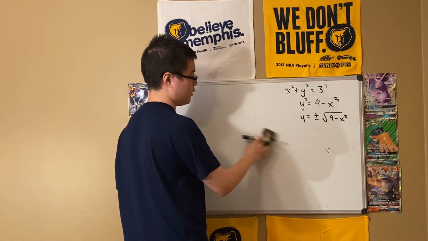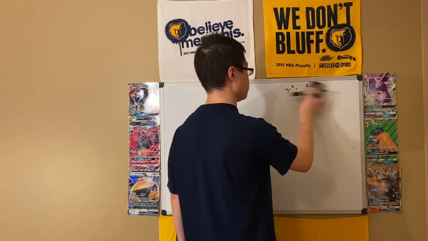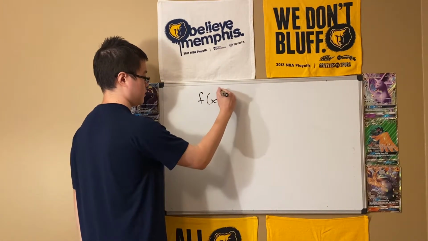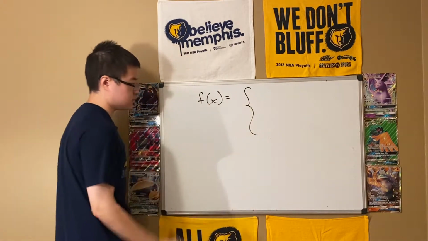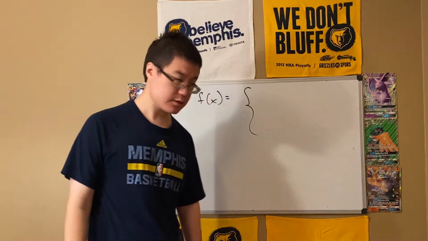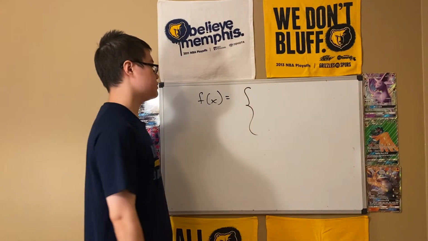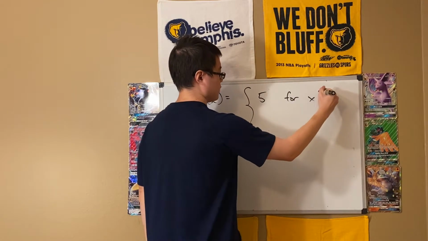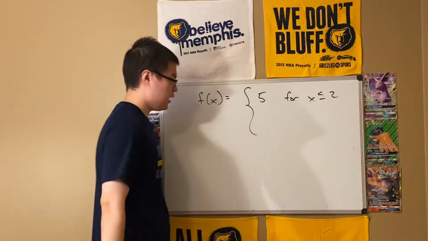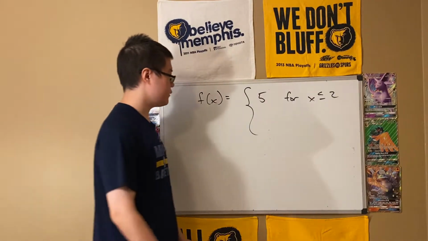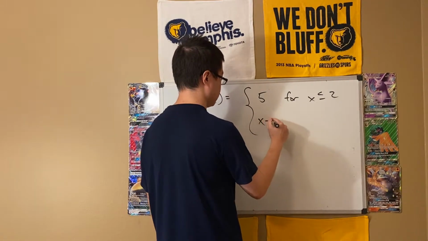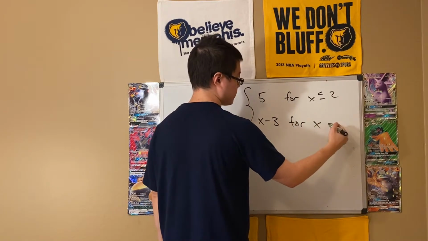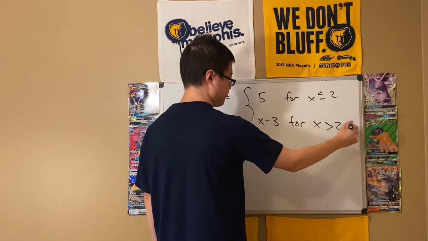Because we are bold, we are strong, we are brave, we can do this too. So my next function is going to be f of x equals, and with piecewise functions you get to draw fun little swirls, squiggly lines. So my function is going to be 5 for x smaller than 2. And then my next function on the other side is going to be x minus 3, for x bigger than 2. I don't know if this will work, but we might as well try.